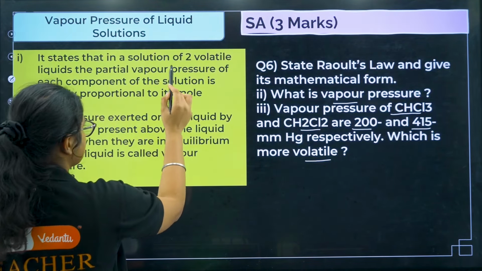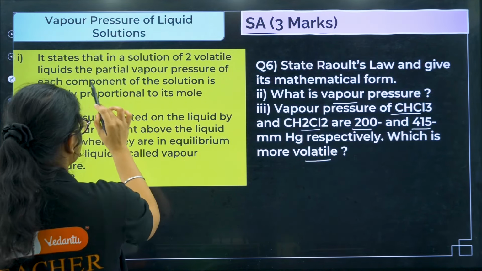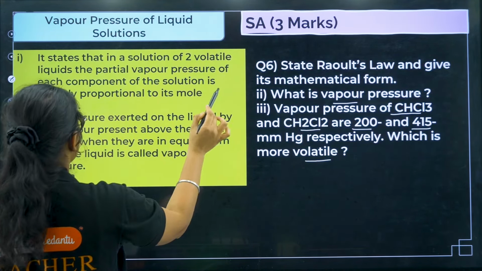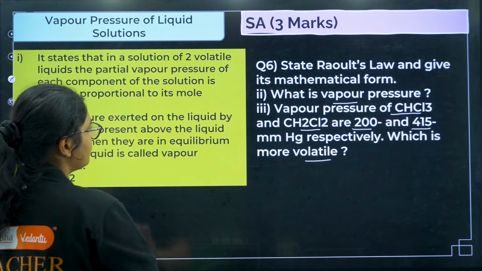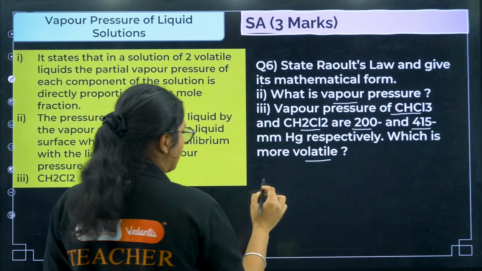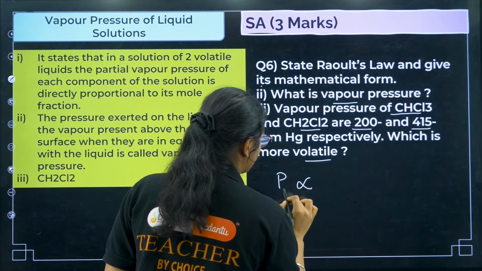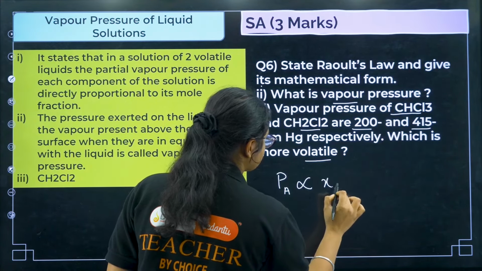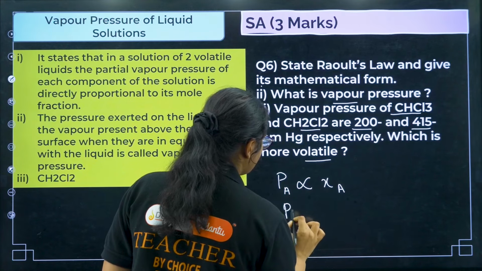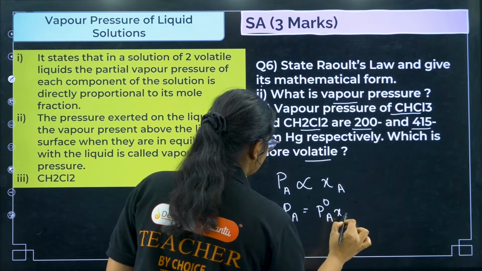It states that in a solution of 2 volatile liquids, the partial vapor pressure of each component of the solution is directly proportional to its mole fraction. The mathematical form I haven't written here, I will add here. I can write partial pressure of A is proportional to mole fraction of A, or I can write PA is equal to P naught A into XA.